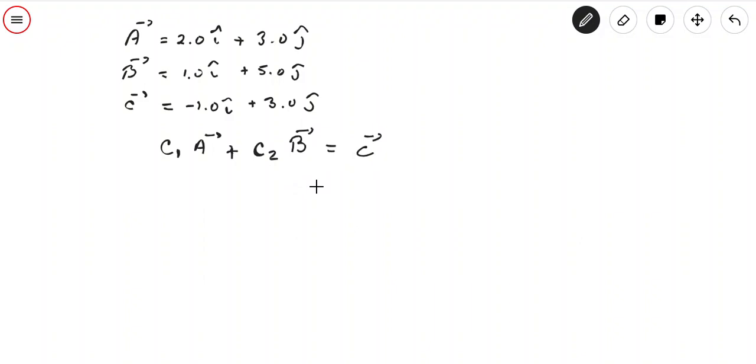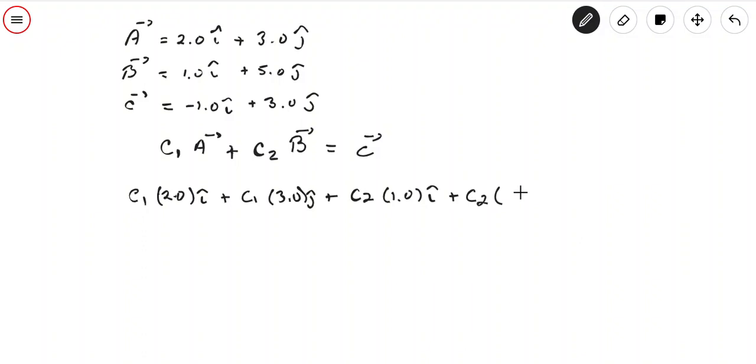So what are we doing here? We'll multiply C1 times 2.0i plus C1 times 3.0j, plus I will multiply C2 times the vector B, so C2 times 1.0i plus C2 times 5.0j, and this will be equal to my vector C, that is negative 1.0i plus 3.0j.